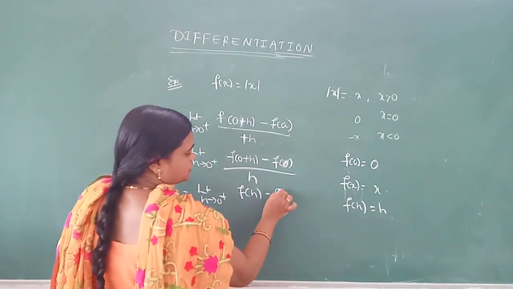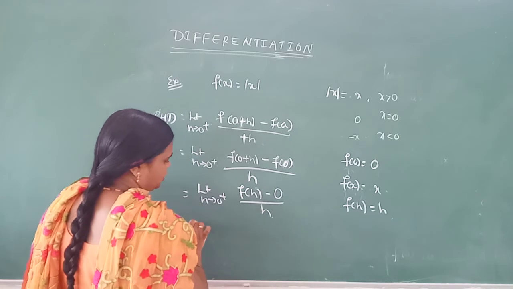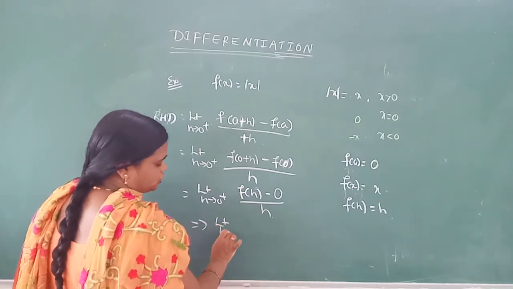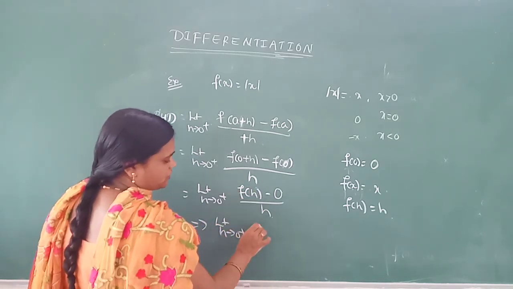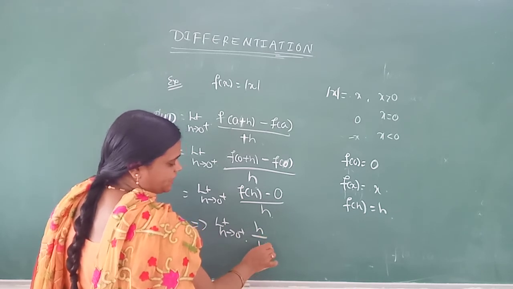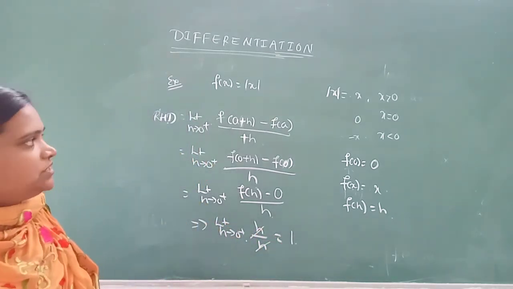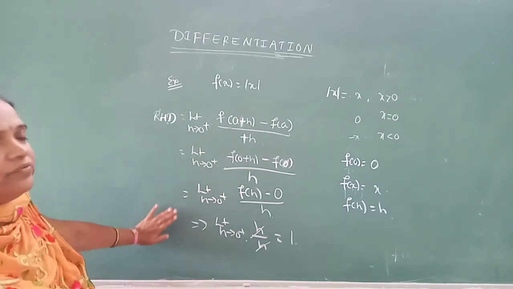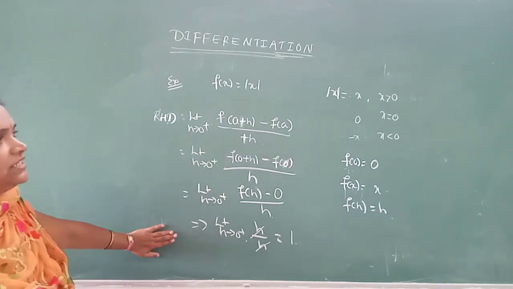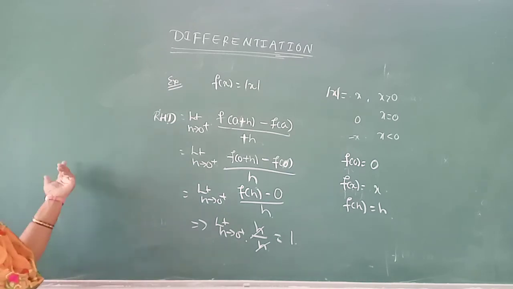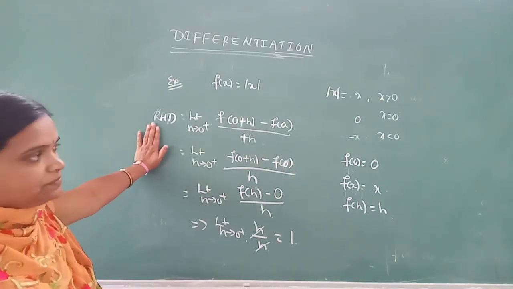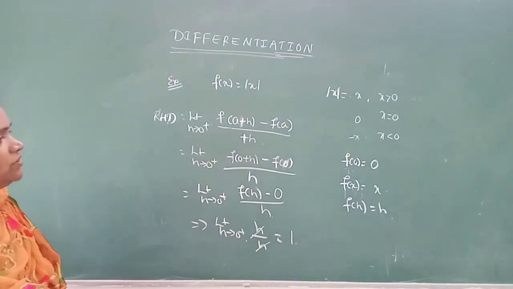F of 0 is 0, divided by h. Therefore, we can write limit as h tends to 0 plus, see, f of h is what? H. H by h cancel. You get 1. Did you understand? This is how we can calculate the right hand derivative. Instead of minus, we are taking plus. Okay, just write down.